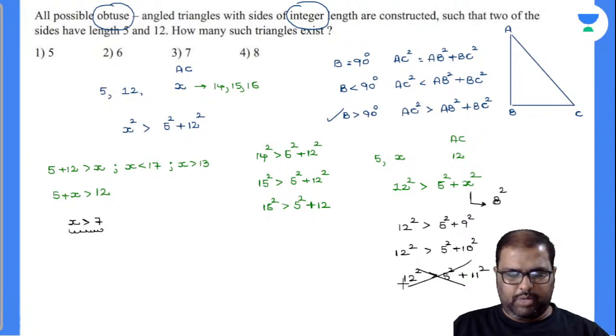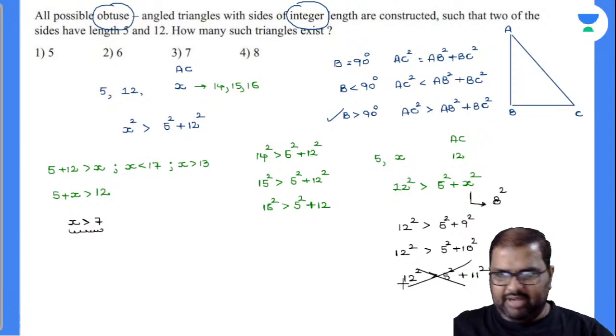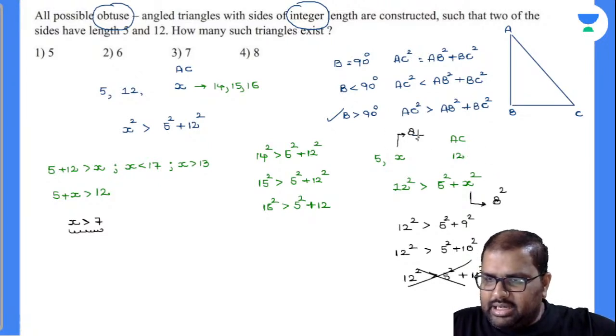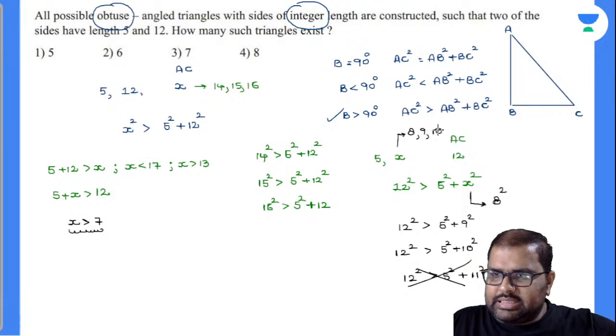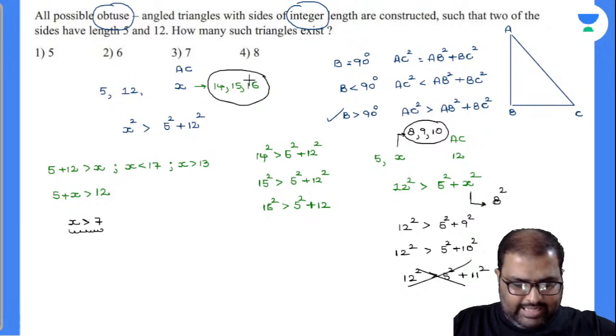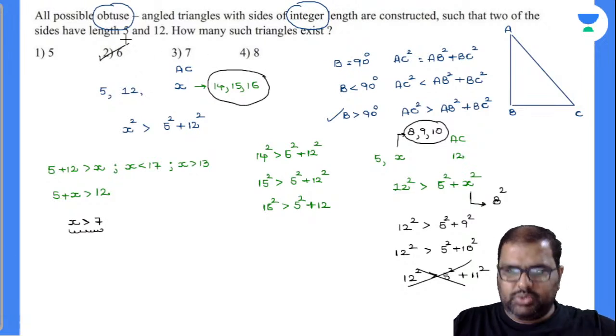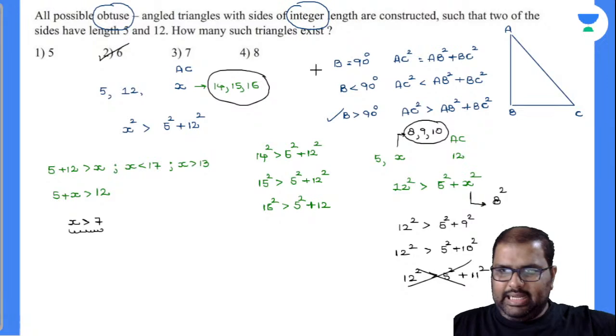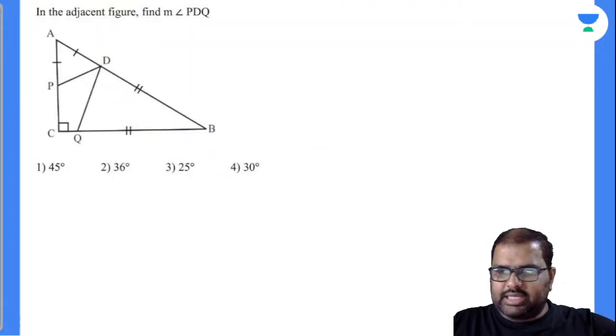I hope you got my point there. So what are the valid values for x there? The valid values of x are 8, 9, 10. That's it. So I got three values here. So automatically how many triangles exist? So my option is 2. Perfectly done, right? Without any issues. Yes, exactly done. So let's go for the next one now.